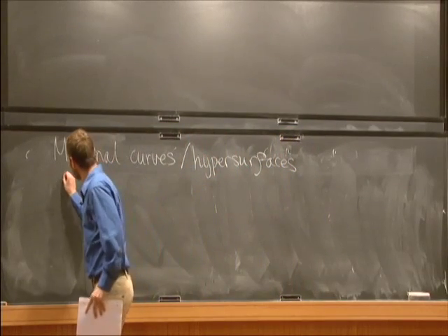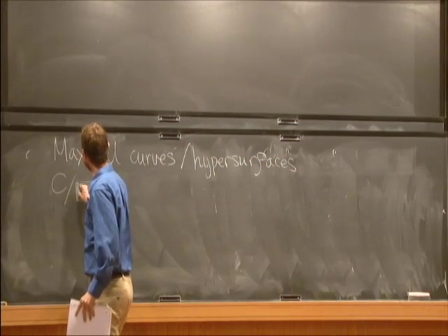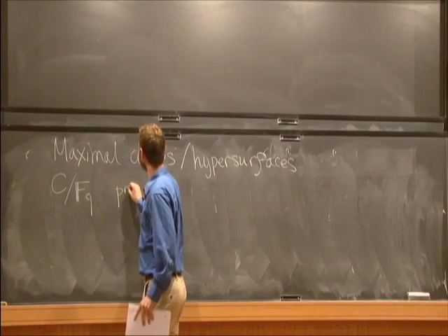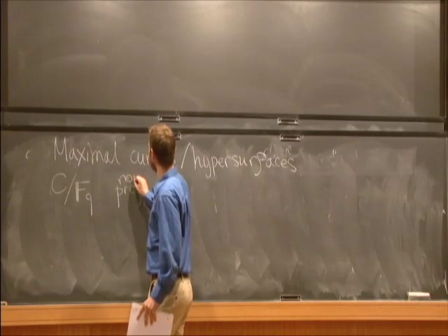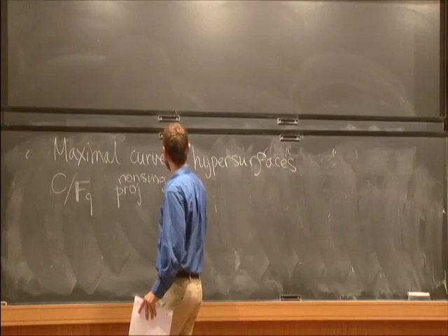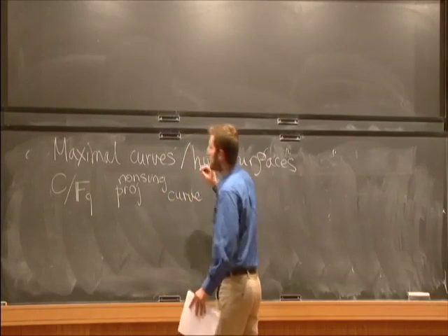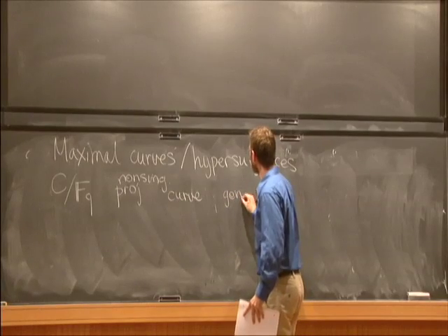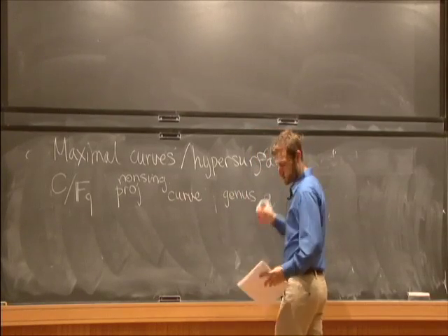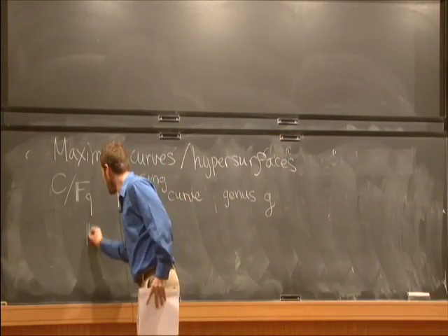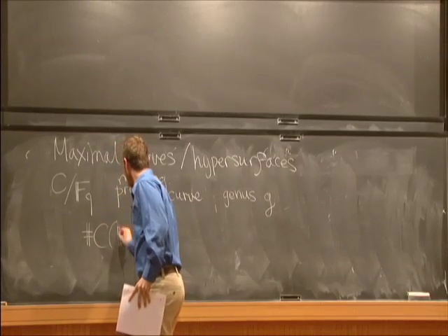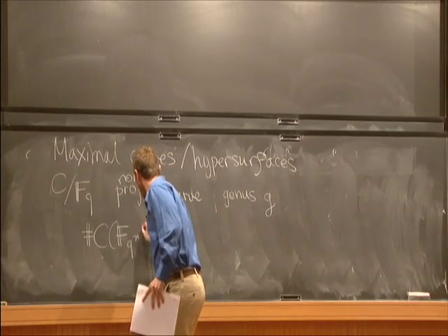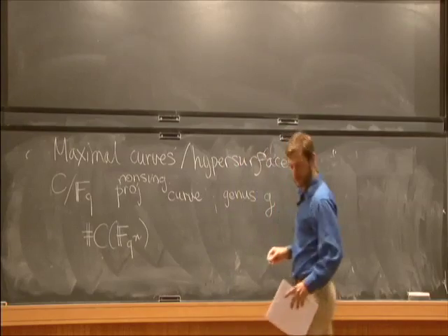So let's suppose we have C over F_q. This is going to be a non-singular projective curve over the finite field with q elements. And let's say the genus is g. And we're interested in the number of points of C over the extension F_{q^n}, right?